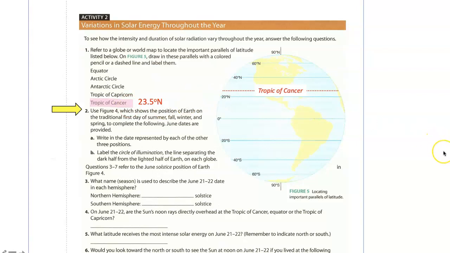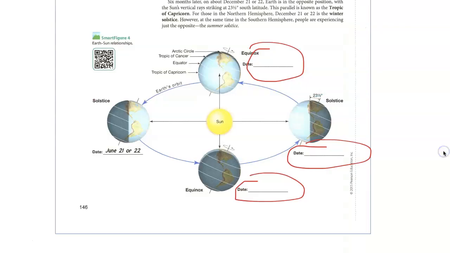Question 2 asks you to go back to that figure and write the date of each of those other 3 positions that are not labeled, and then label the circle of illumination, which is the line that separates the illuminated half of Earth from the dark half. So I've circled these 3 areas where you have to put in the dates, and think about the direction that the arrow is showing Earth moving. That should help you figure out which dates should go in each place.